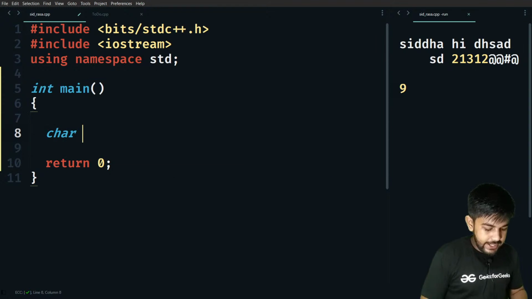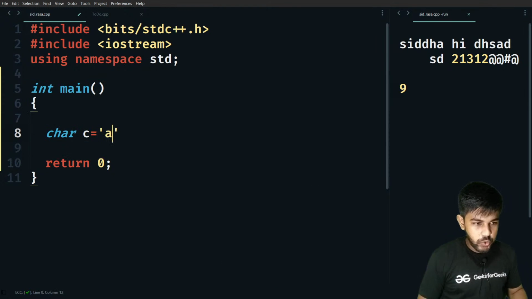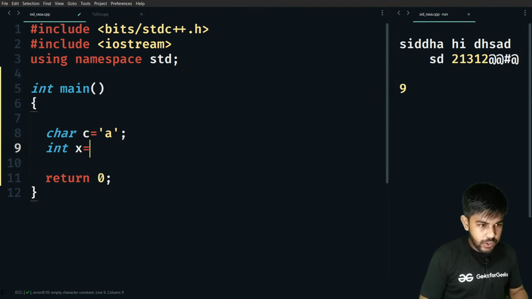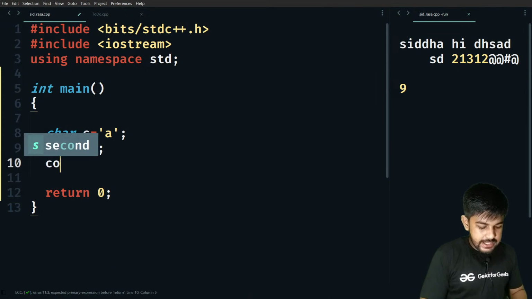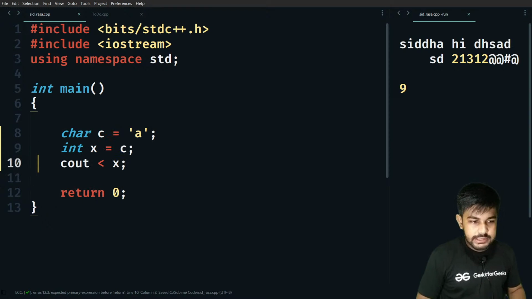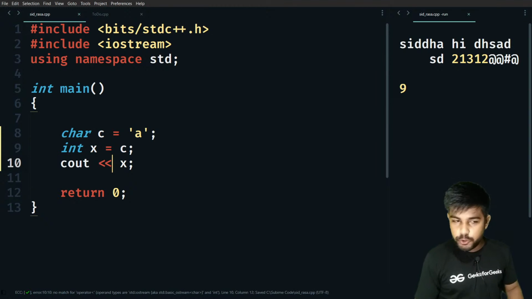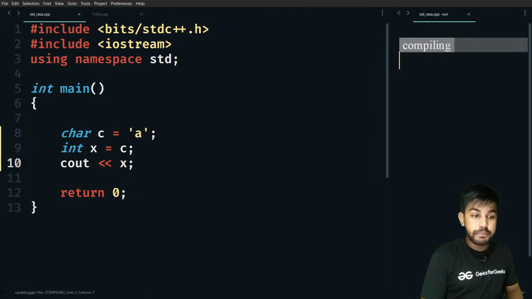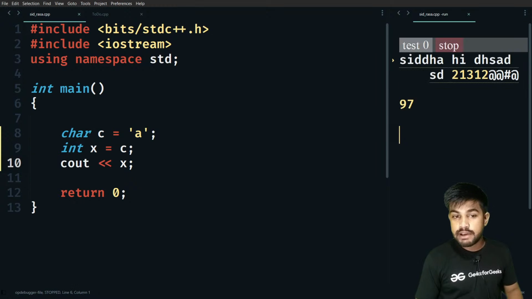First, we would write char c is equals to 'a'. Then int x is equals to c, and then cout x. This is a very important trick that requires us. Okay, good to go. So now the value of a won't be 'a'. It would be different. What is the value of a?